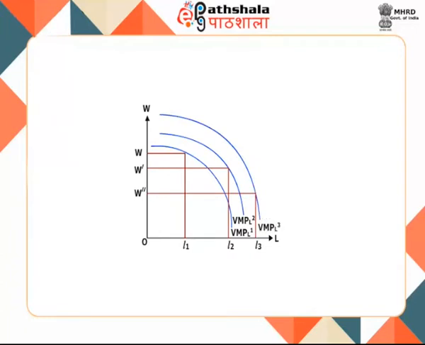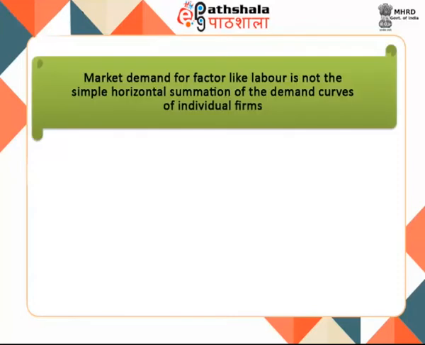For different wage rates, we have corresponding levels of employment by equating the wage lines with the separate VMPL curves. Suppose for three different wage rates W, W dash and W double dash, we get three different equilibrium points E1, E2 and E3 on the three separate VMPL curves. Thus, unlike the market demand for output, the market demand for factors like labor is not the simple horizontal summation of the demand curves of individual firms.